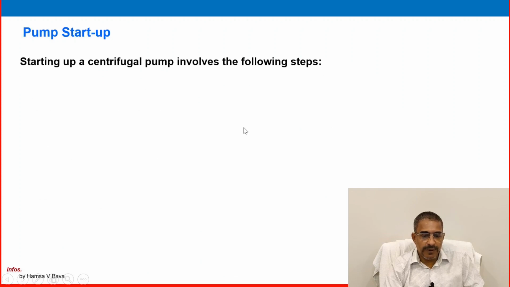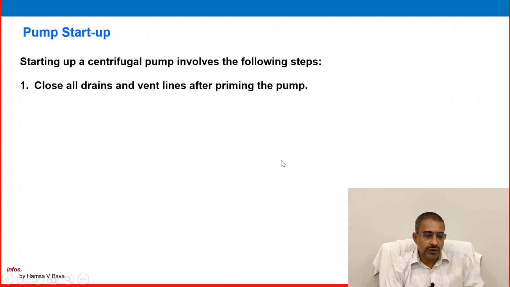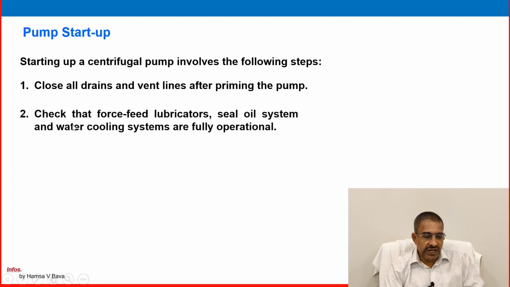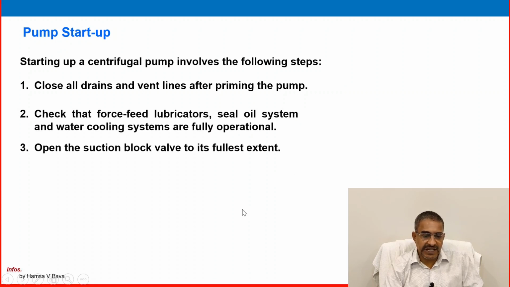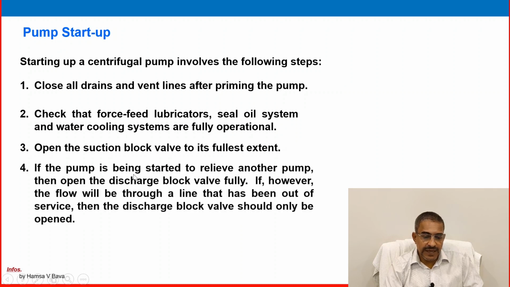Starting up a centrifugal pump involves the following steps. Close all drains and vent lines after priming the pump. Check that the forced feed lubrication, seal oil system and water cooling systems are fully operational. Open the suction block valve to its fullest extent. If the pump is being started to relieve another pump, then open the discharge block valve fully.